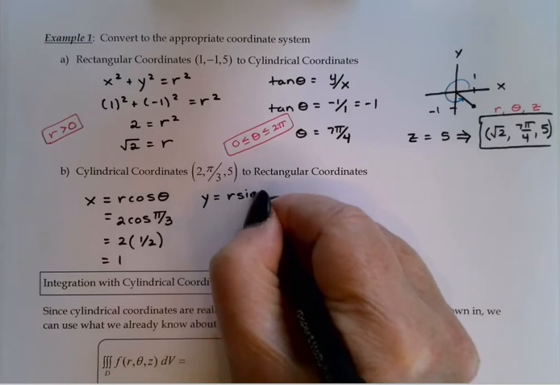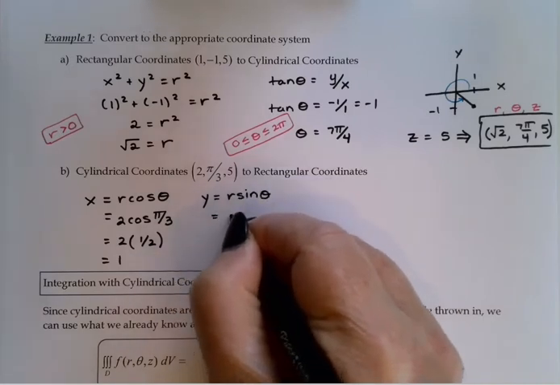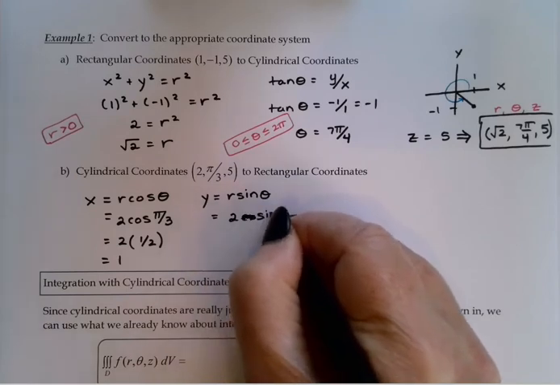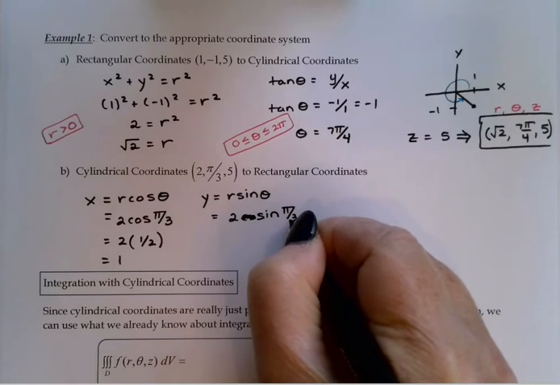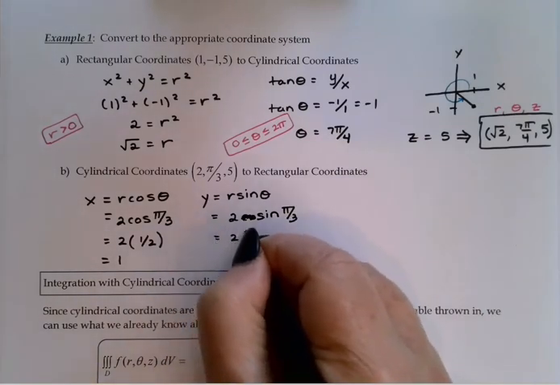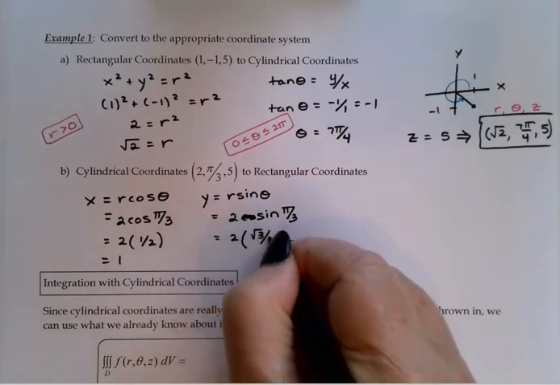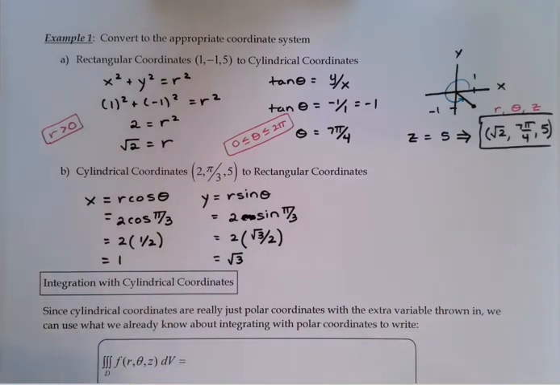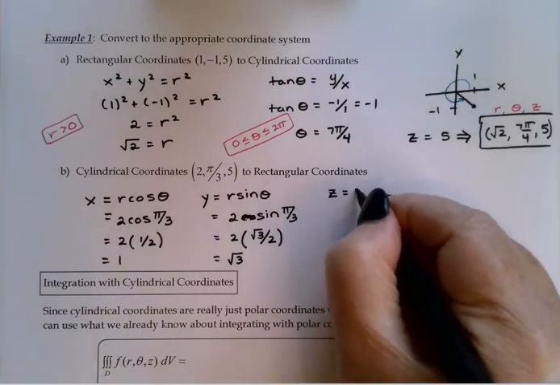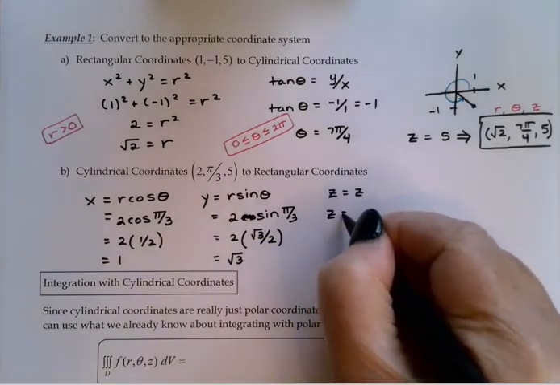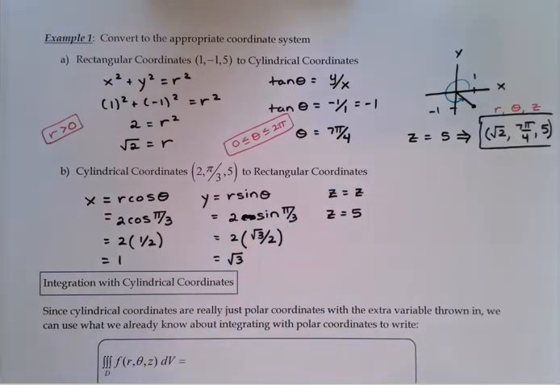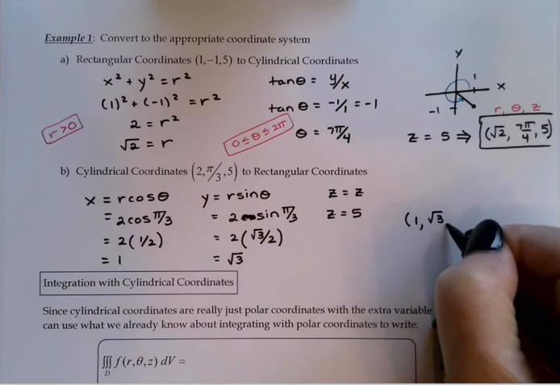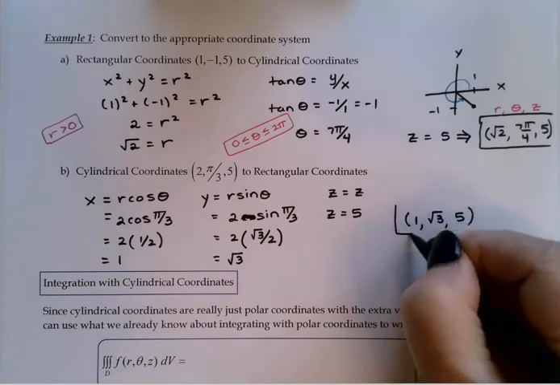Y is r sine theta. And that would be 2 sine pi thirds. Sine of pi thirds is the square root of 3 over 2. So that's going to give me the square root of 3. And z is still z. So z equals 5. And here are my rectangular coordinates. 1, square root 3, 5.